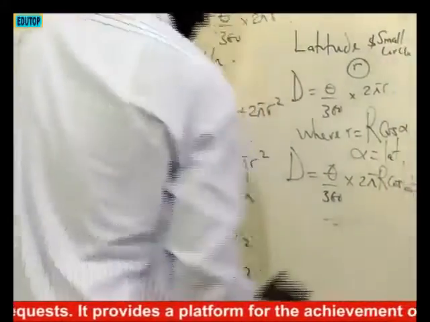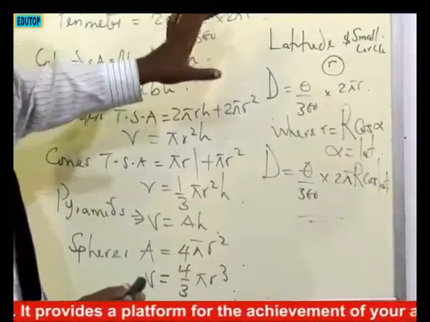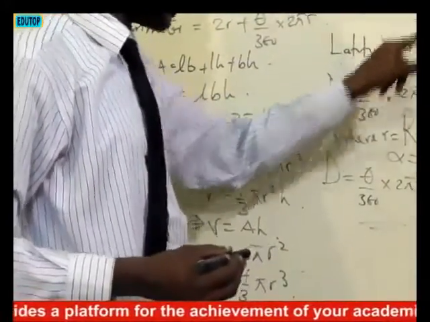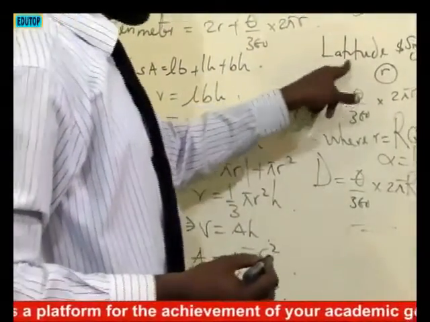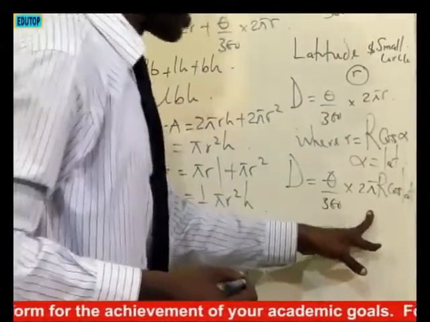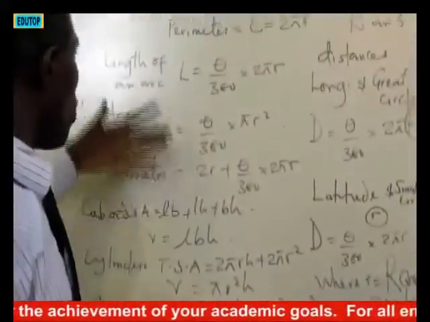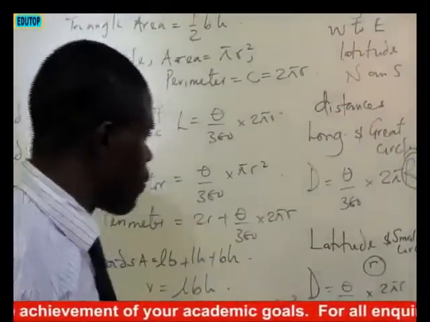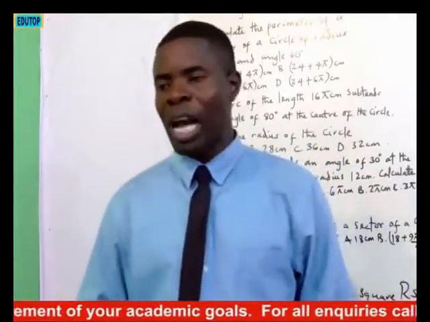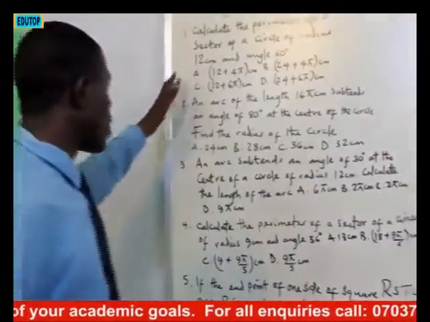So that is that. So you can see that it is very, very pertinent to note at this point whether you are calculating distance along the longitude or great circles when you use this formula, or whether you are calculating distance along the parallel of latitude or small circles when you use this formula. By the time we go into question solving, you'll appreciate the use of all these formulae. So let's see this question so that you can appreciate what I am saying. So let's look at the questions.